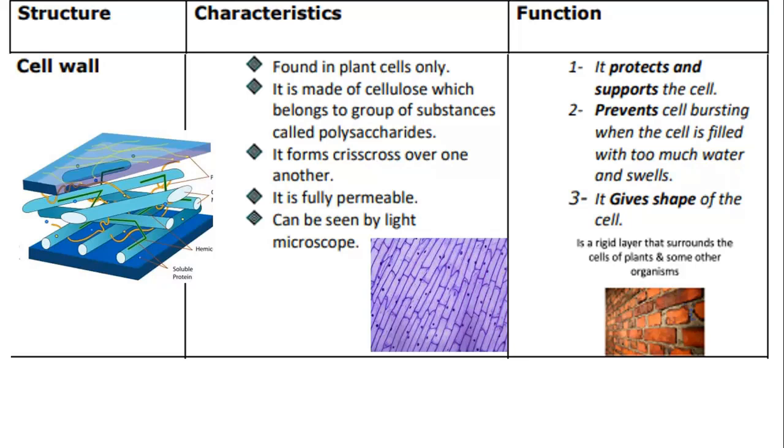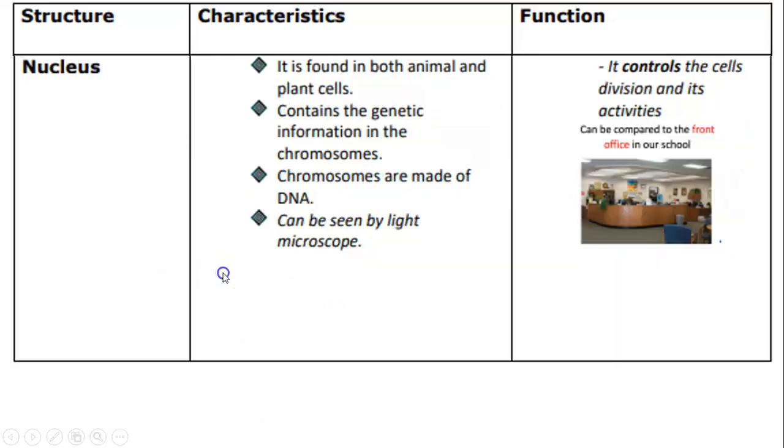But what prevents them from bursting? It's that they have a rigid wall to protect them and to stop this bursting. Also, it gives the cell its shape. You can see here the cells have a definite shape. Why? Because they have a solid cell wall.